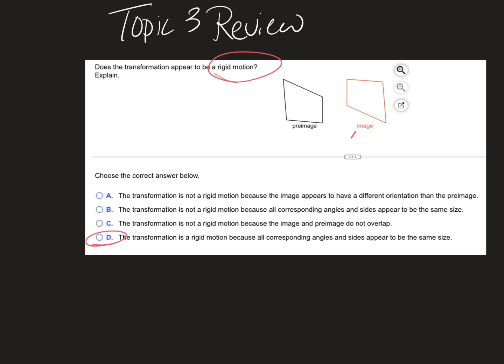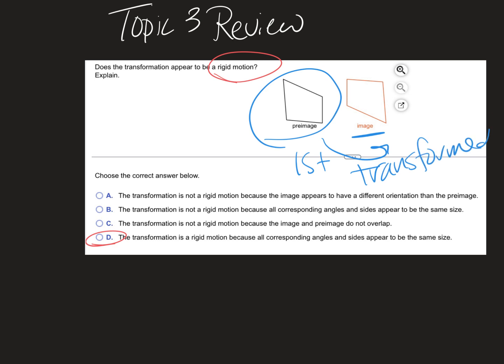be the same size. It doesn't matter if they are rotated or if they are reversed, as long as they're the same size and shape. Now, one other note here is that we have an image and we have a pre-image. The pre-image is the first image, and then the image is the translated or transformed image. So once I move it, this is my second image. So pre-image is the first thing, and the image is what we move it to.